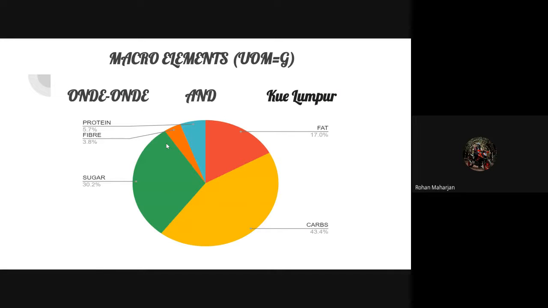Next slide. And the macro elements of Onde Onde and Kue Lumpur were protein 5.7%, fiber 3.8%, sugar 30.2%, fat 17.0%, carbs 43.4%.